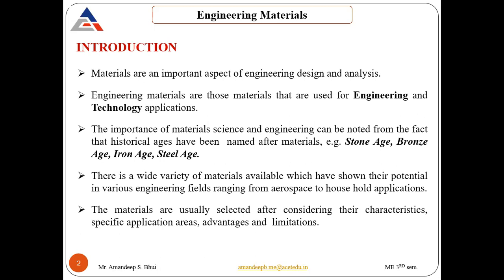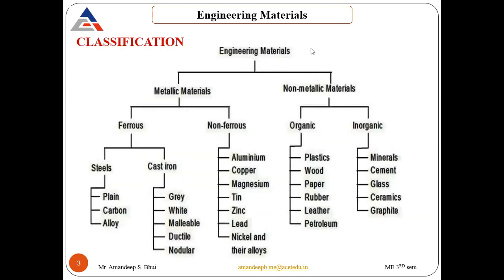If we look into the classification of materials, engineering materials can be classified as metallic materials and non-metallic materials. Metallic materials can again be subdivided into ferrous materials and non-ferrous materials. Ferrous materials are those which have iron in them. Fe is the symbol for iron. So if iron is present in a material, then it is known as a ferrous material. The materials that do not have iron in them are known as non-ferrous materials.